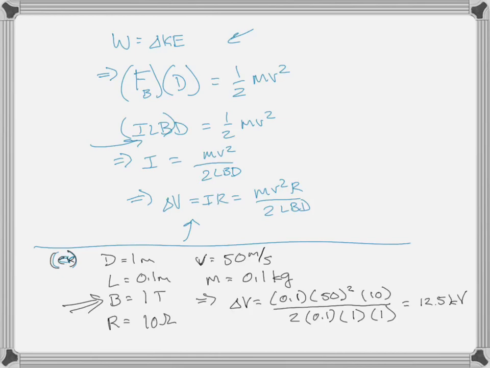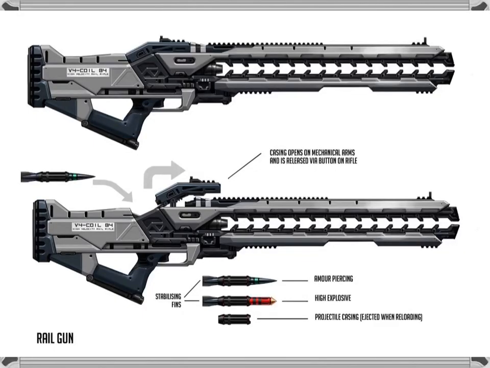See you later. Just in case you were wondering, a railgun is a similar kind of apparatus, but not exactly what we were just discussing. It's a little bit more complicated, but a fun thing to think about if you like projectile apparatus.